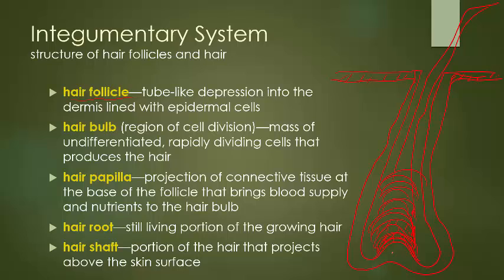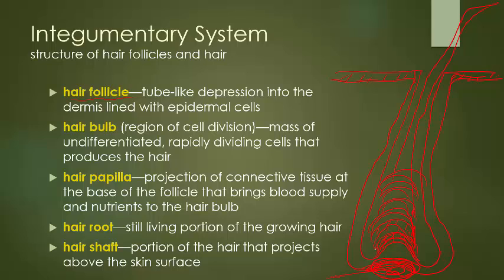The papilla of the hair is a region of connective tissue below the hair bulb where there's a lot of very rich blood supply coming in. And so this brings in nutrients to help supply the cells that are growing, dividing to produce the hair.